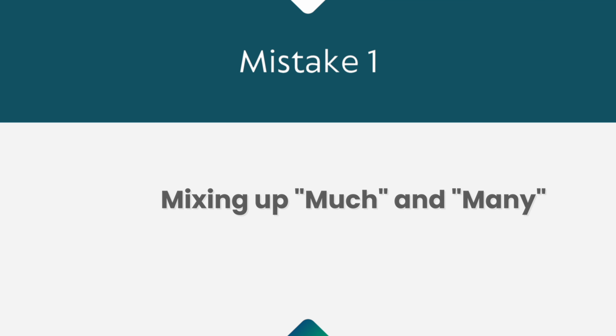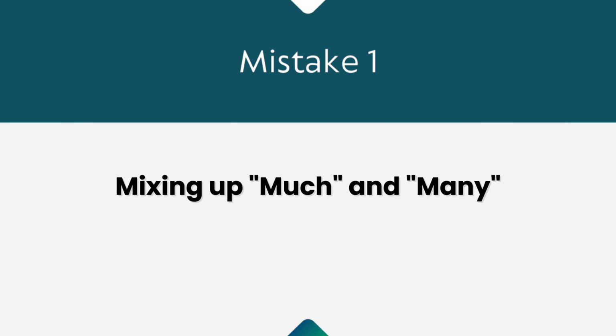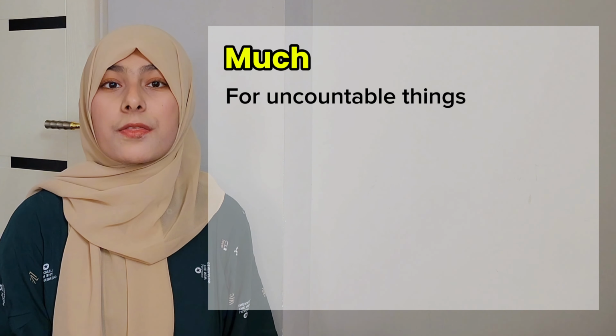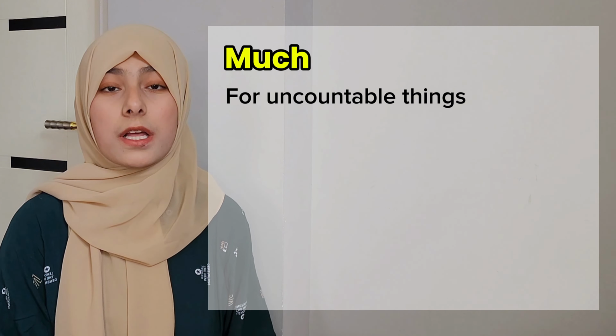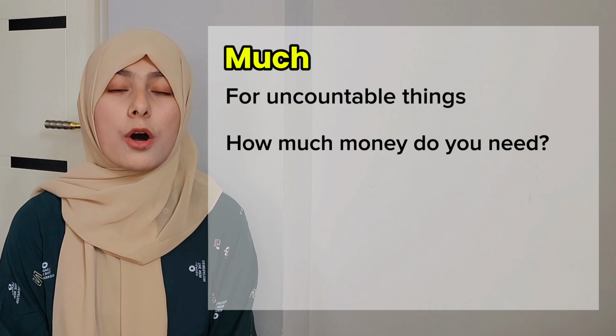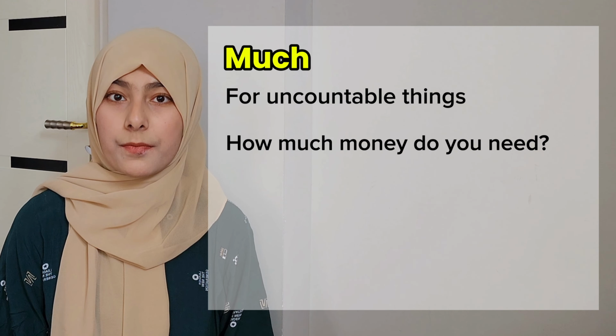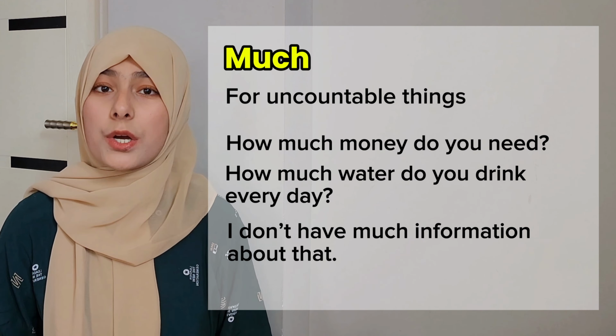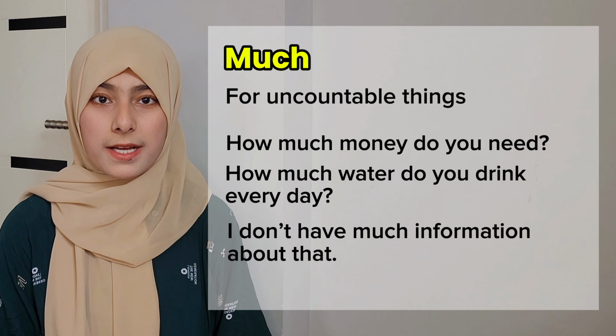Mistake 1. Mixing up much and many. Okay, the first mistake is confusing much and many. We use much for uncountable things, things we cannot count, like water, sugar, or money. For example, how much money do you need? How much water do you drink every day? I don't have much information about that.